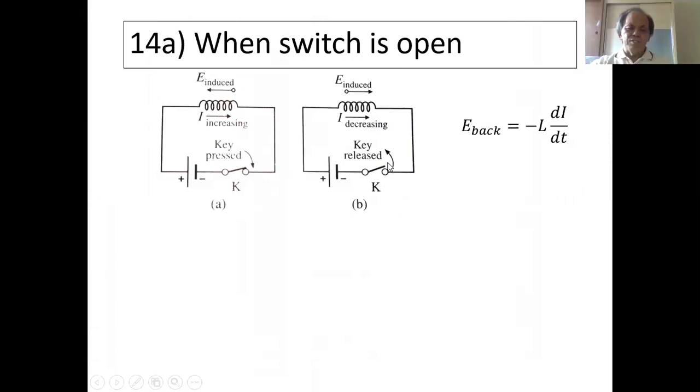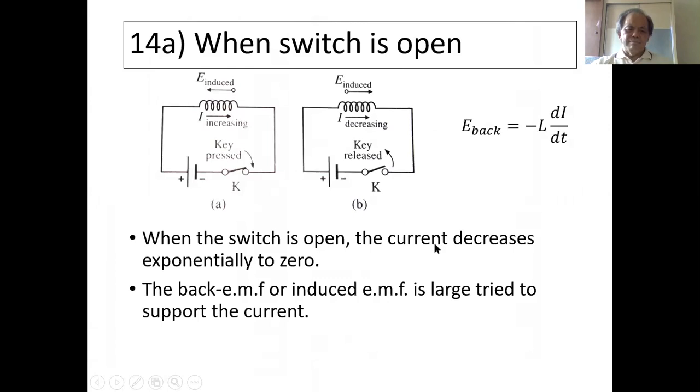Okay, so this is where the switch is closed. There's the increasing direct current, and there's the opposing induced EMF. Now what happens when we open the switch? When the switch is open, this current is switched off, and the current is going to start decreasing exponentially to 0.